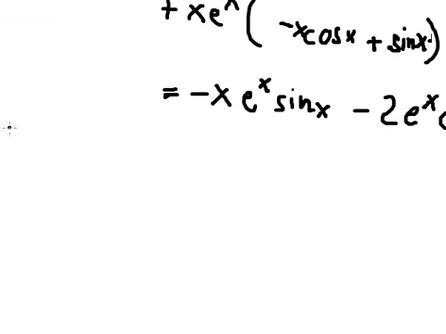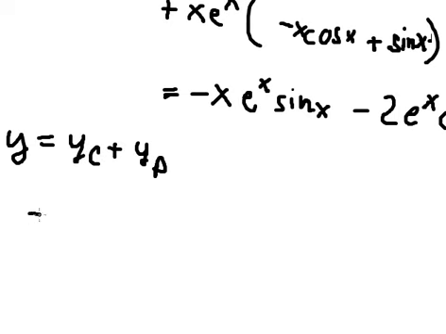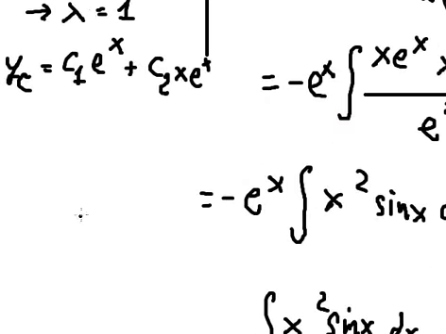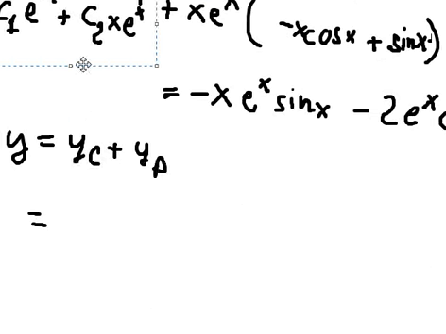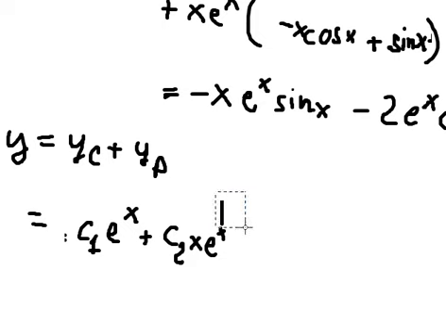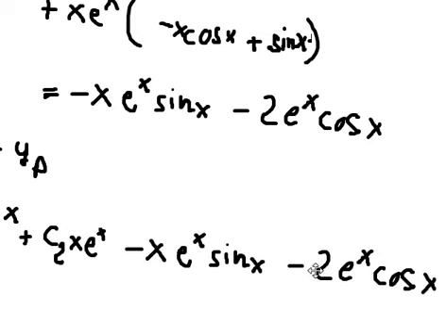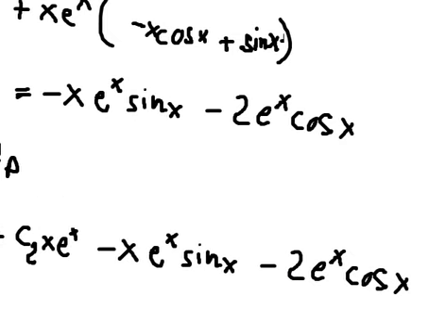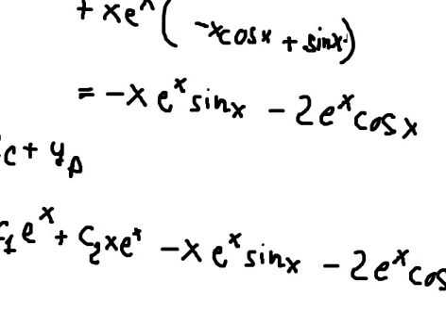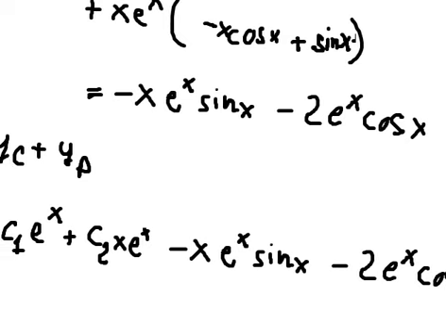Now we got the final answer, that is yc plus yp. Yc we just calculate in here, and yp we just calculate in here. So we combine yc and yp, and we got the final answer. This is the end. Thank you for watching.